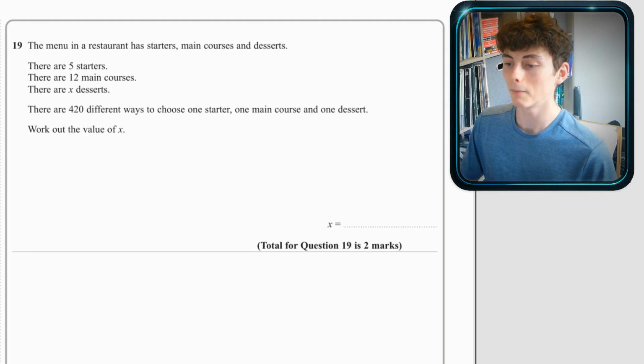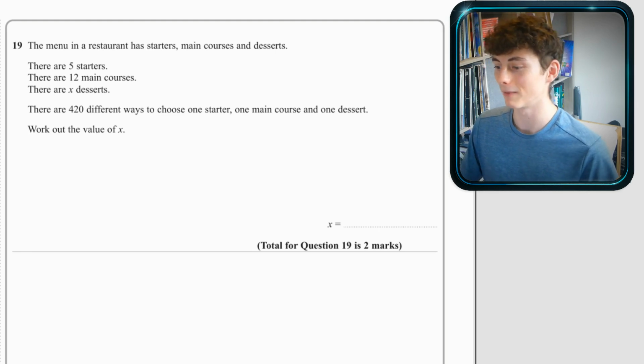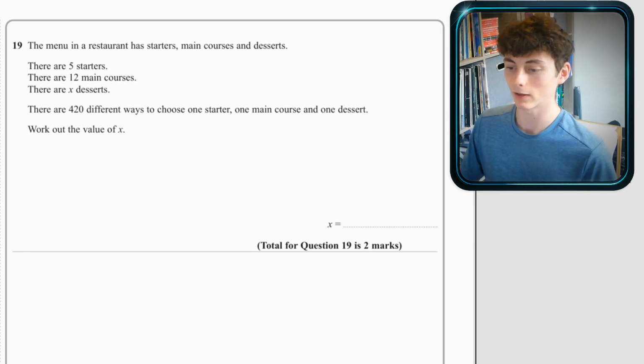Right, this is a good one. A menu in a restaurant has starters, main courses and desserts. 5 starters, 12 main courses and X desserts. Everyone's favourite, a bit more algebra. There's 420 different ways to choose 1 starter, 1 main course and 1 dessert. Work out the value of X.